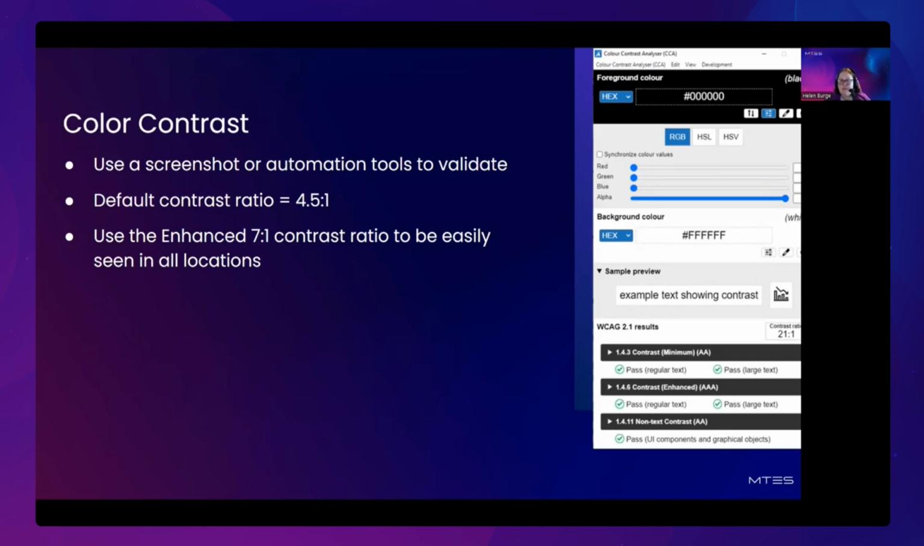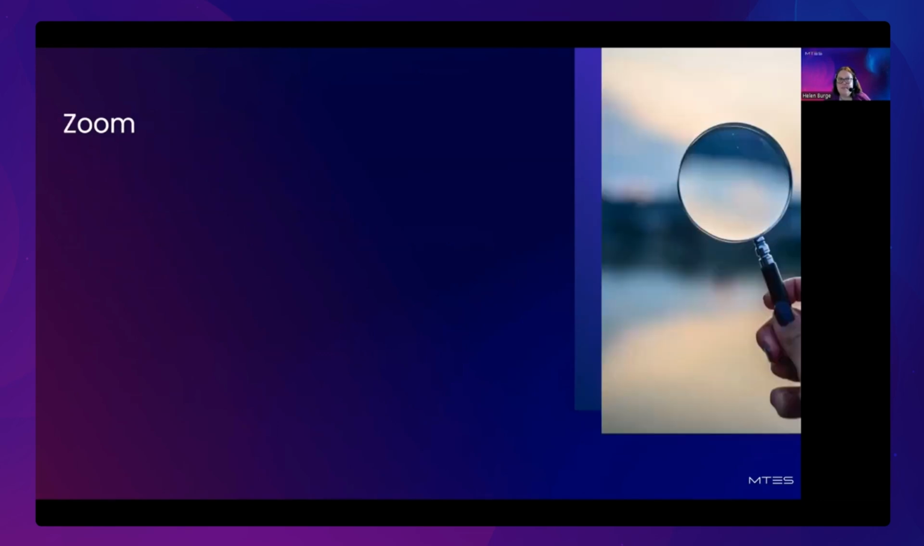Because if I'm out with my mobile and it's a sunny day, a stronger contrast, like here we've got black and white, which is 21-to-1, a stronger contrast is easier to read. Things close to 4.5 or less will be difficult to read in sunny conditions.